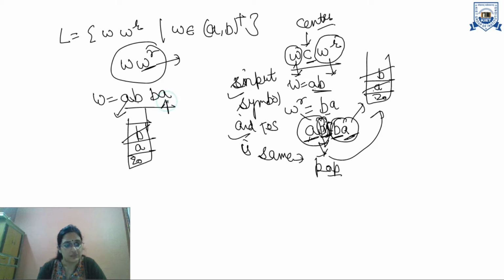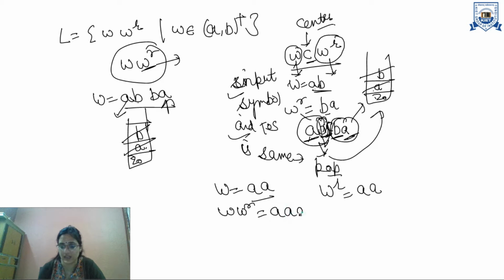Now again, the input symbol is A and the top of the stack is also A. Both symbols are the same, so I perform the pop operation. Now it comes across Z0, that means the top of the stack contains Z0, which indicates that my string is accepted. But what happens if my input string is AA, and then WR is also AA? Now, it means W W^R is AA.